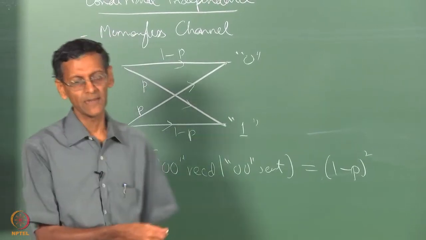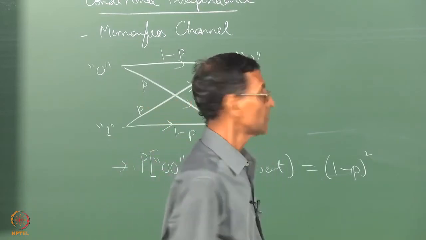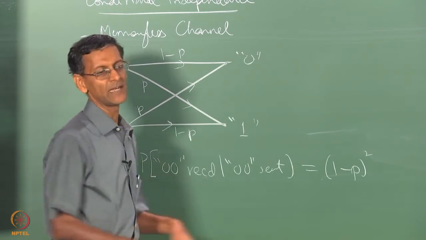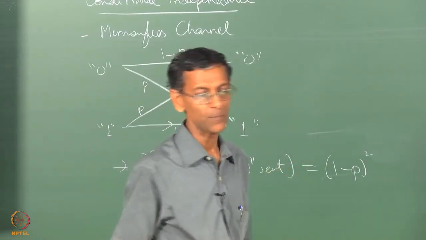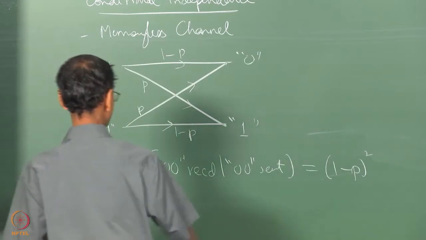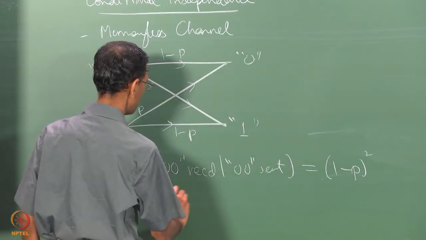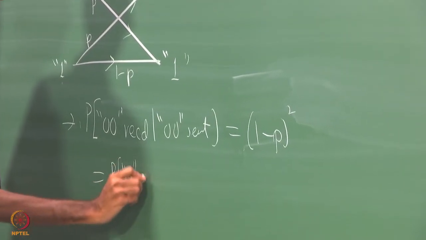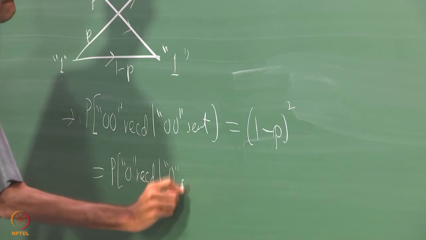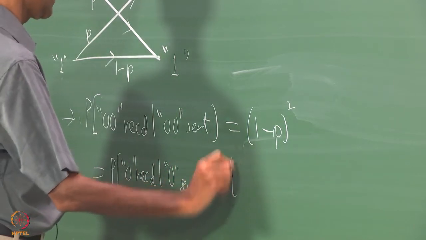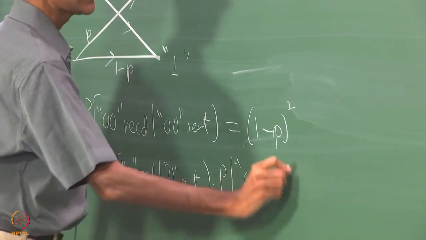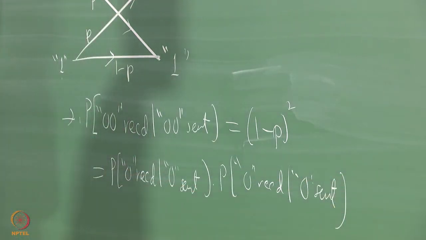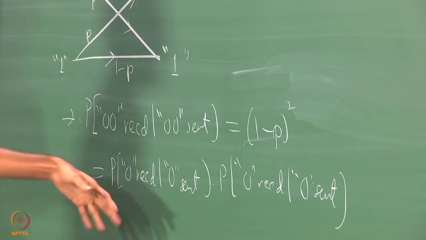Now if you want to look at the probability of receiving 1 0 and then another 0 after that, those two events will not be independent, right? Let me write it even more explicitly. 0 0 received given 0 0 sent is the probability you have 0 received given 0 sent, multiplied by the probability of 0 received, another 0 received given another 0 sent. These two of course are the same, right? So this is how the channel works.